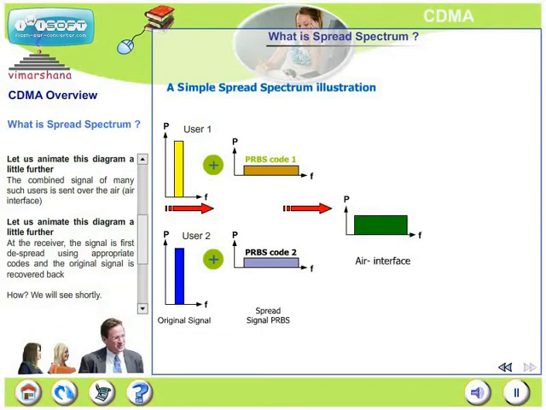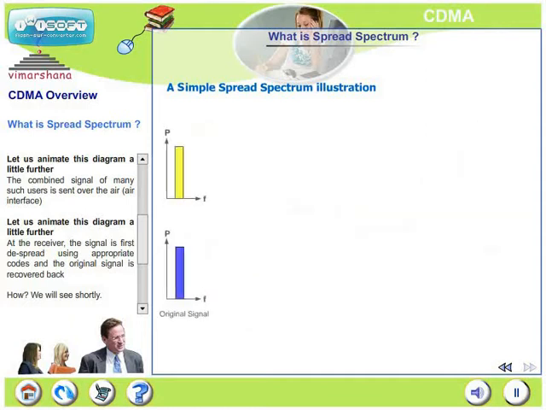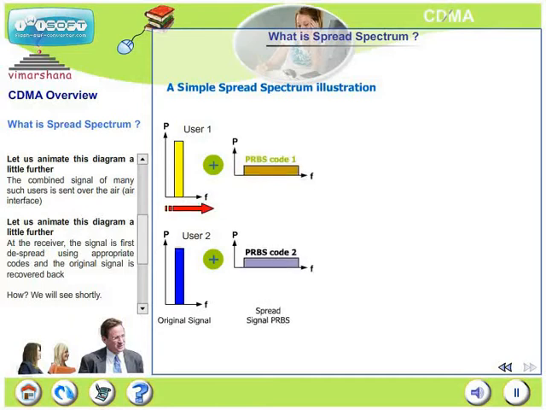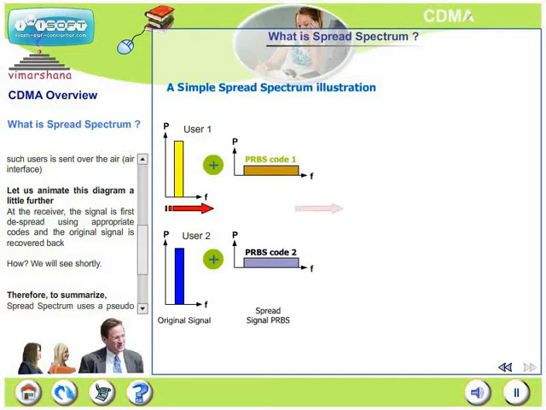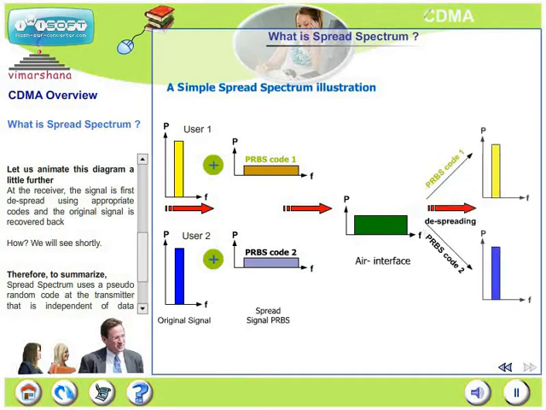Now you will see the combined signal of many such users being sent over the air. That is, there are many such signals from several users simultaneously present in the air interface, and all of them have the same frequency. Let's animate a little further. What happens at the receiver? At the receiver, the signal is first despread using appropriate codes and the original signal is recovered back. How? We'll see this shortly.